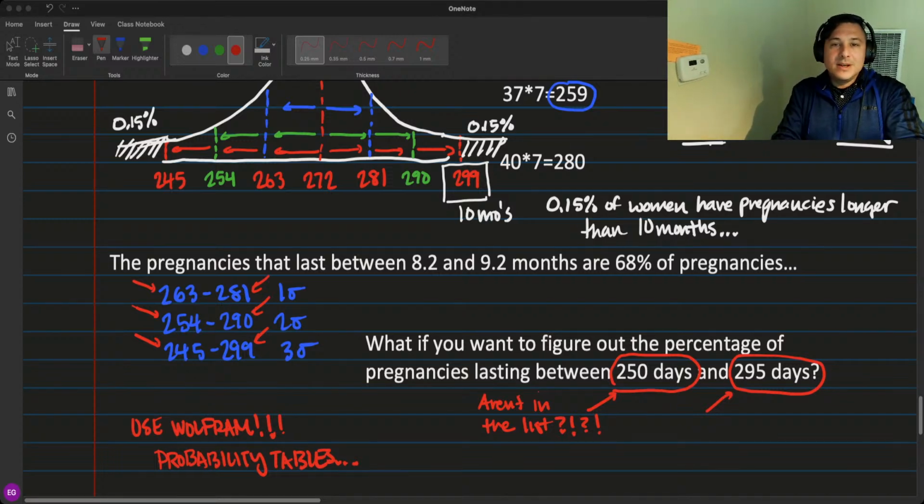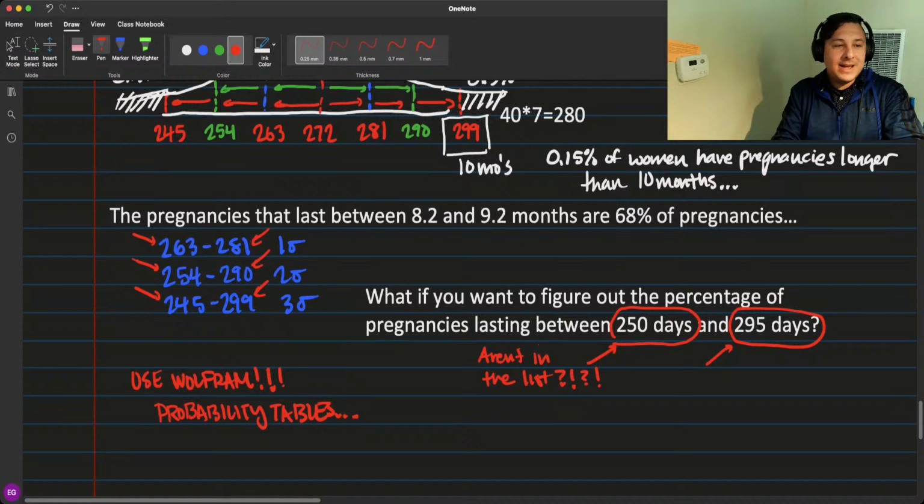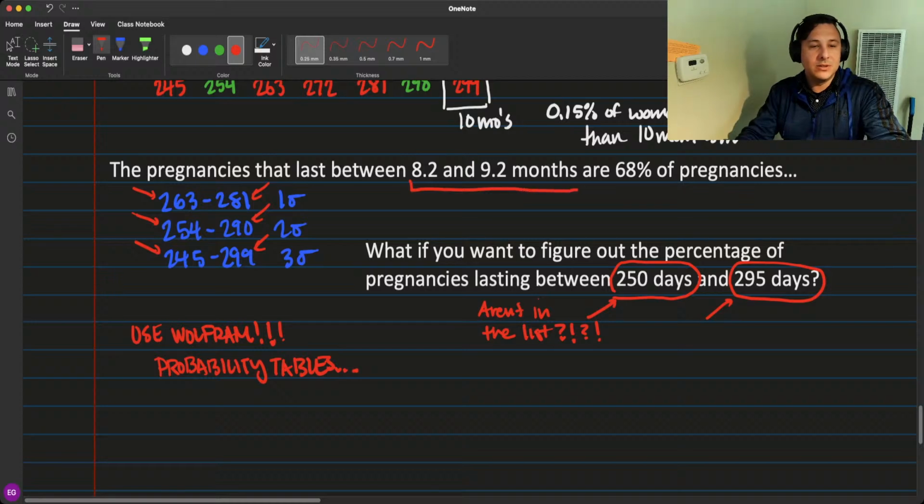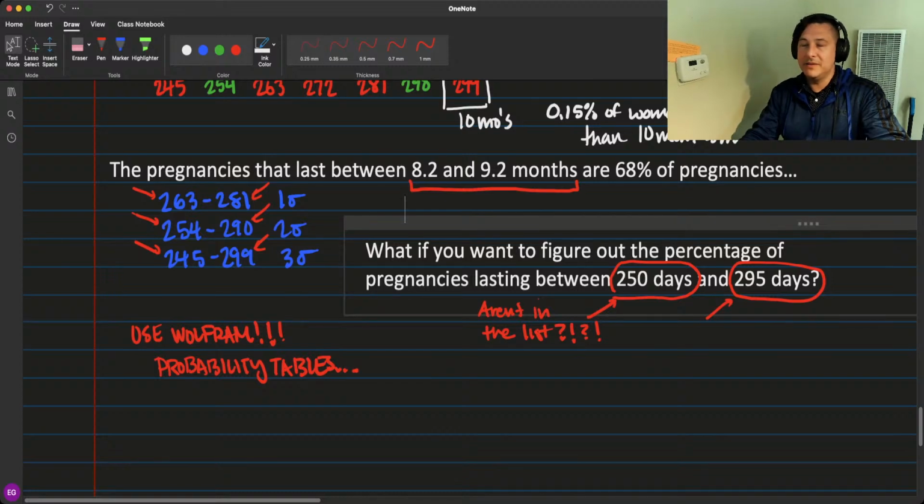So, I guess I want to talk about something here. What percentage of pregnancies last between 8.2 and 9.2 months? If a bunch of women get pregnant, what percentage of them are going to have pregnancies between 8.2 and 9.2 months? According to this, 68% of all women.